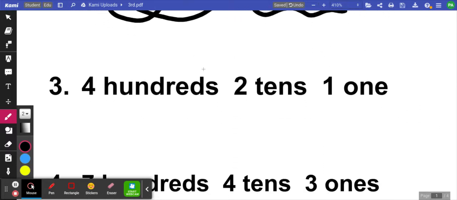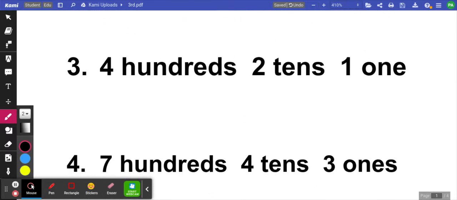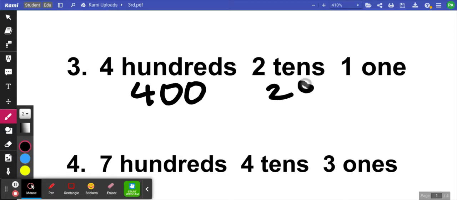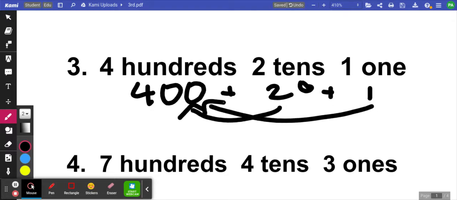On the other hand, for word form, it's a little more complicated because it's not just numbers. There's no addition. So how are we supposed to know what is what, where is where? Well, it's very simple. You can simply just write it out. It says right here, 4 hundreds, 2 tens, which is 20, and 1. You can just think about them adding once again, and you can draw the arrows, and you would get the standard form of 421.